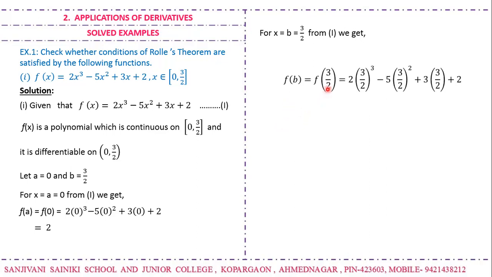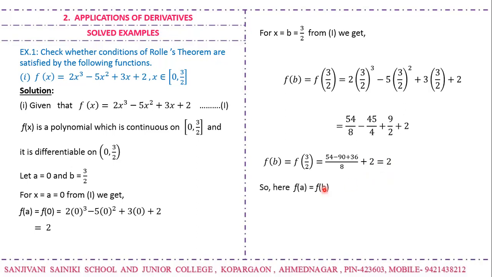So put b is equal to 3 by 2 in the given function, and after simplifying we get 54 by 8 minus 45 by 4 plus 9 by 2 plus 2. Taking their addition and subtraction, you get plus 2. So what we see here, f of a is equal to f of b. So the value of the function at the end points is the same. Hence all the three conditions are satisfied by this function.